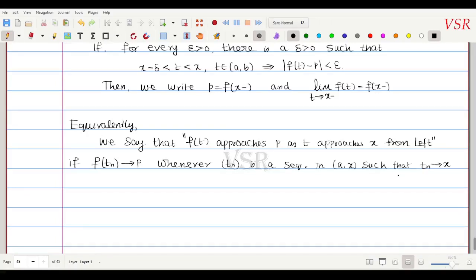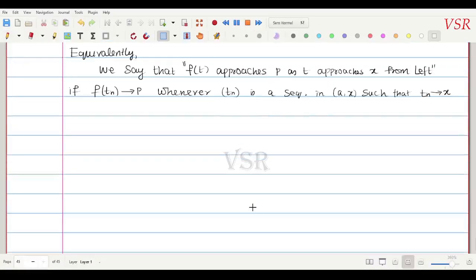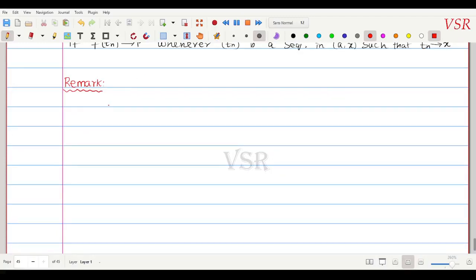So we will see some examples, then you will understand the concept very clearly. Okay na? So இப்போ let us discuss the connection between this left limit, right limit and the continuity. Okay, so remark: என்ன அப்படின்னா, let f be a function from open interval a comma b to R.